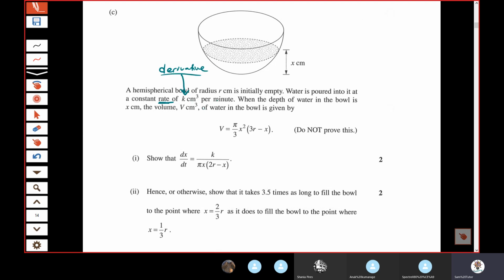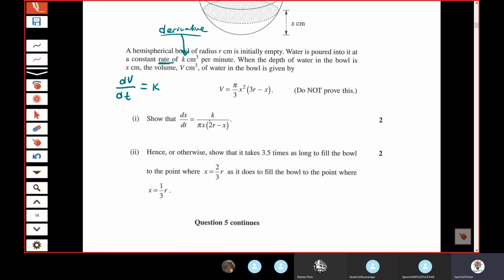So a rate just means it's a derivative already. If it's centimeters cubed per minute, what does K stand for? Centimeters cubed per minute. D what? dV over dt. You guys remember that now? dV, the derivative of the volume with respect to time, is K. The question says show dx on dt. Do you guys remember how to start that? What do we do with dx on dt?